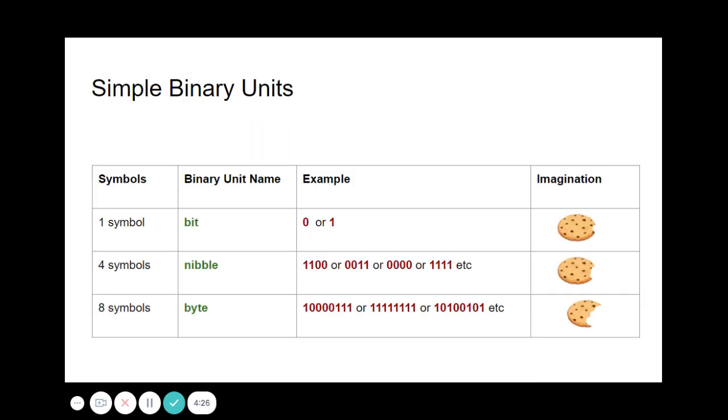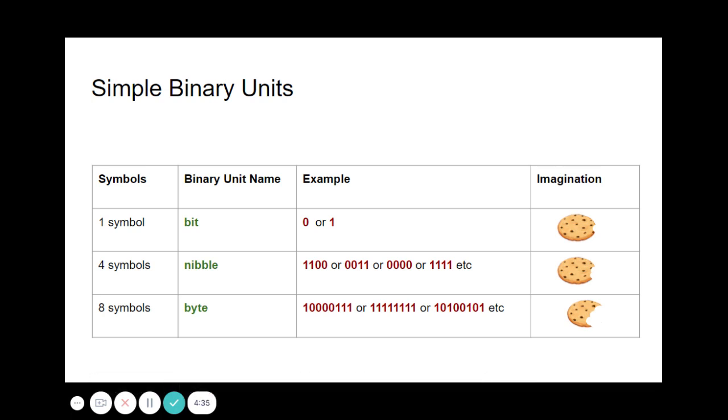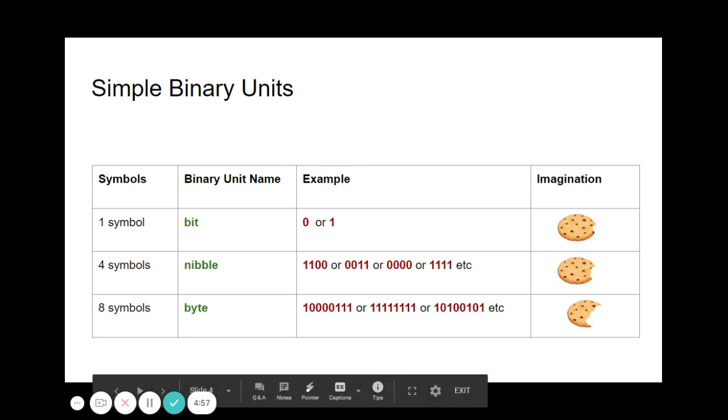Let's summarize that. If we have one symbol, we call that a bit. An example: off or on. Both of these are bits. If you want to imagine something, imagine a cookie, and a very, very tiny piece got broken off. That's a bit. Four symbols, we call that a nibble. Here are examples of nibbles. There are 4 symbols here, 4, 4, and each one of these is a separate nibble. It's almost like a little bit more of that cookie. However, if you've got 8 symbols, we call that a byte, B-Y-T-E.